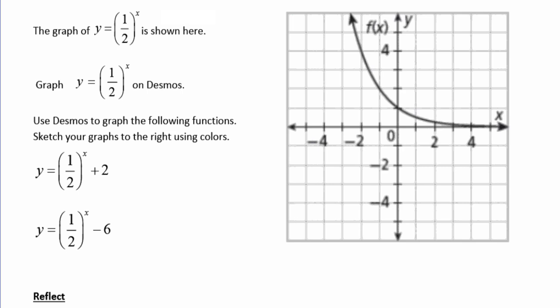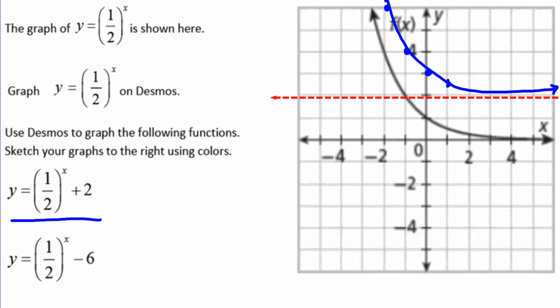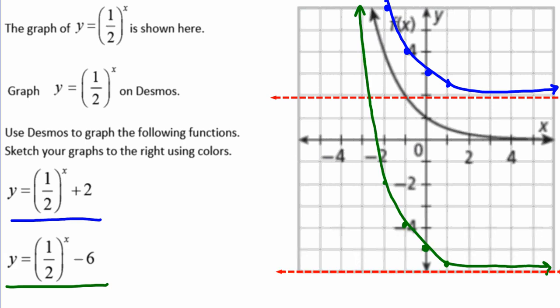So if we look at a new parent function, we're going to say y equals 1/2 to the power of x is our new parent function. So let's give you a moment to put that on Desmos. And again, we can see some key points on the grid there that we could use as a comparison as we look at 2 other functions. So if we graph our next function, y equals 1/2 to the power of x plus 2, what results? It looks like so. If we graph y equals 1/2 to the power of x minus 6, that looks like the function in green.